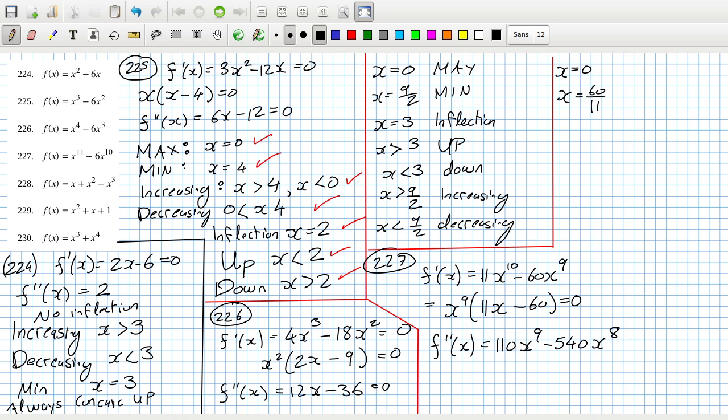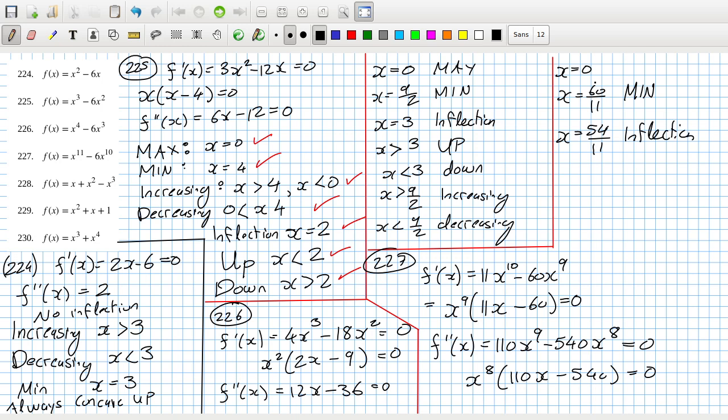that'd be, let's see. That's a positive number, makes it a min. Now let's see, can we figure out what happens here? If I take out x^8, that's 110x minus 540. So when x equals 54 over 11, that's an inflection.